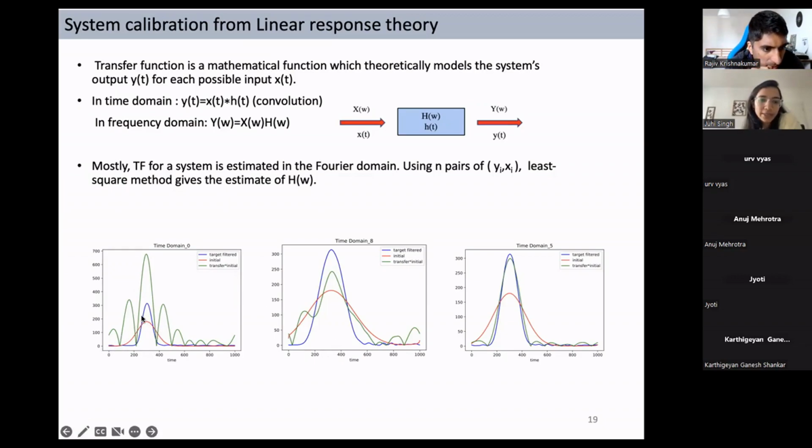The red ones and the blue ones were something we wanted to reach after passing through the device. And the transfer function was giving us something which was like in green. So in some of the cases it was still fine, but mostly it was failing. And then we started wondering, okay, what is the problem? Why is this simple calibration not working?